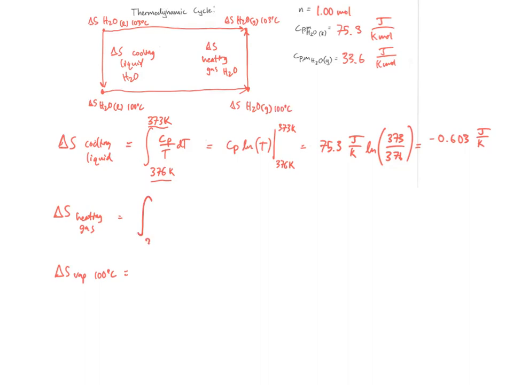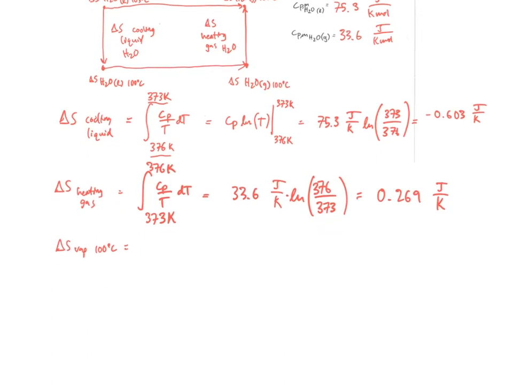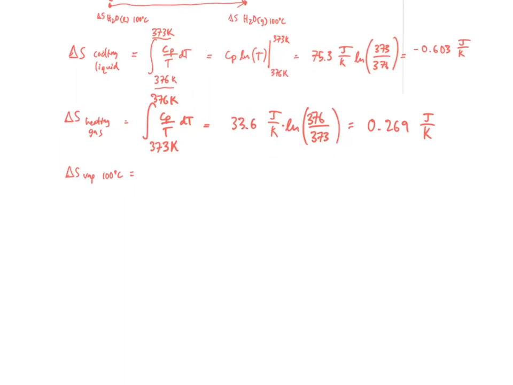And what happens this time is that we're going from 373 Kelvin up to 376 Kelvin, and we've got a new Cp now divided by T integrated over T. And if you plug in all those numbers, then you get 33.6 joules per Kelvin times the log of 376 divided by 373. And this should come out to be positive 0.269 joules per Kelvin.